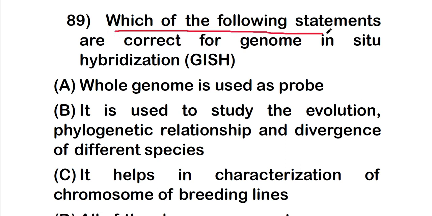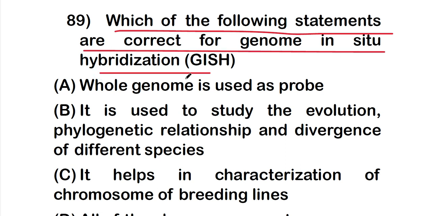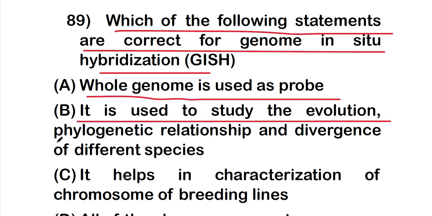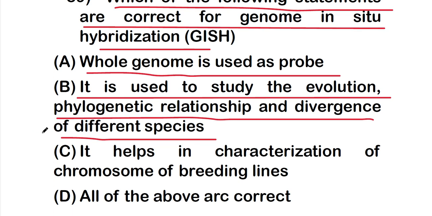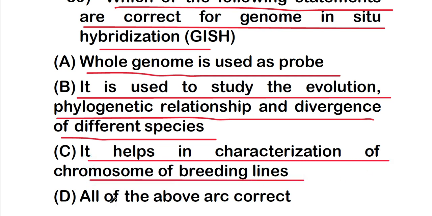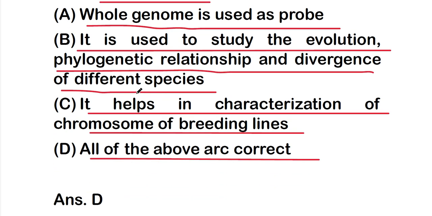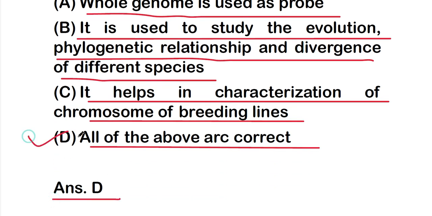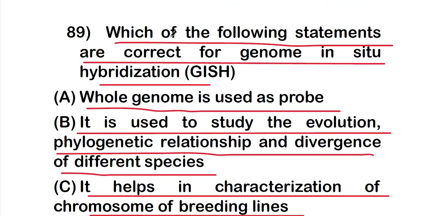So which of the following statements are correct for genome in situ hybridization? And the options are option A whole genome is used as probe, option B it is used to study the evolution, phylogenetic relationship and divergence of different species, option C it helps in characterization of chromosome of breeding lines, option D all of the above are correct. And the right one is option D, that is all the above are correct. So all these statements are correct for genome in situ hybridization.